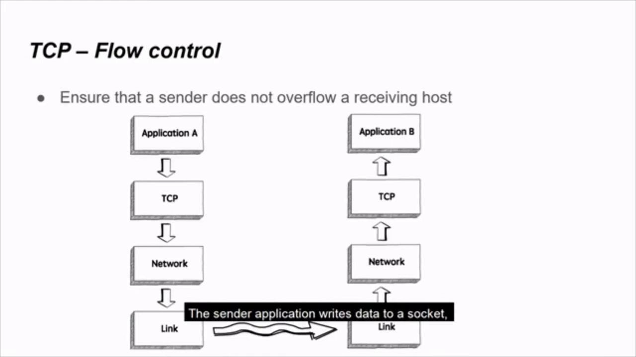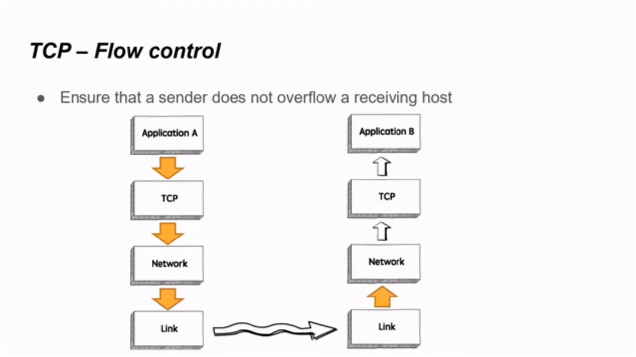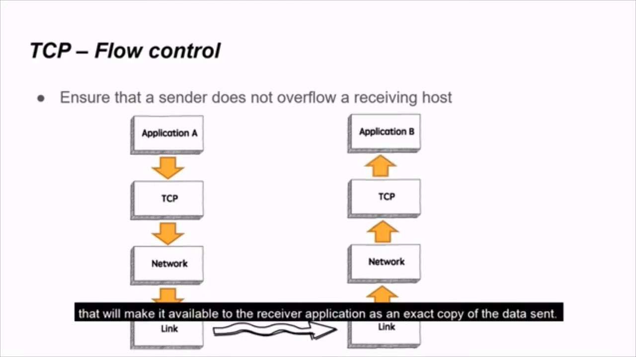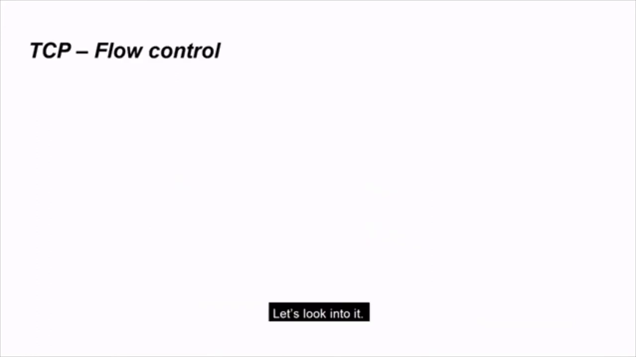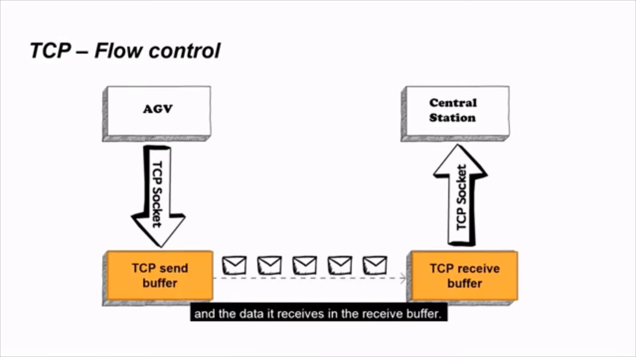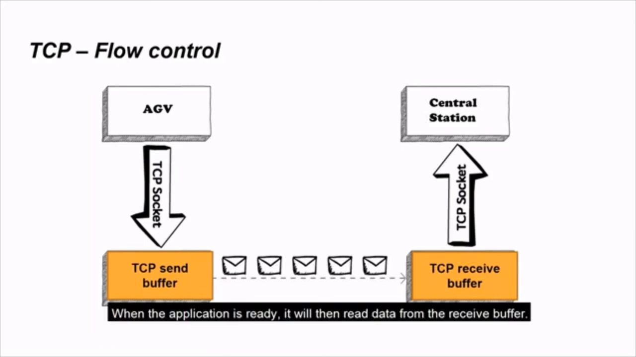The sender application writes data to a socket. TCP will wrap this data in a segment and hand it to the network layer that will route it to the receiving node. On another side, the network layer will deliver this piece of data to TCP, that will make it available to the receiver application as an exact copy of the data sent. Let's look into it. TCP stores the data it needs to send in the send buffer, and the data it receives in the receive buffer. When the application is ready, it will then read data from the receive buffer.